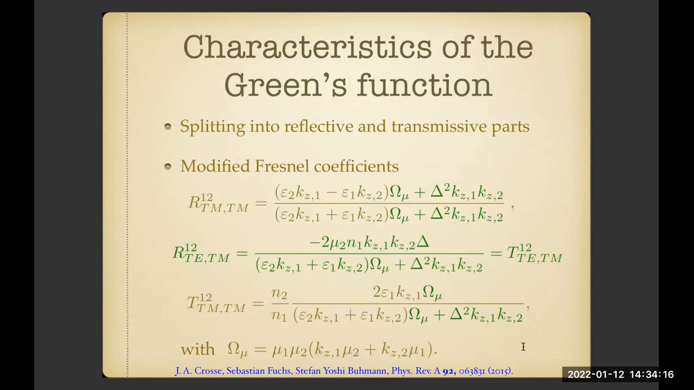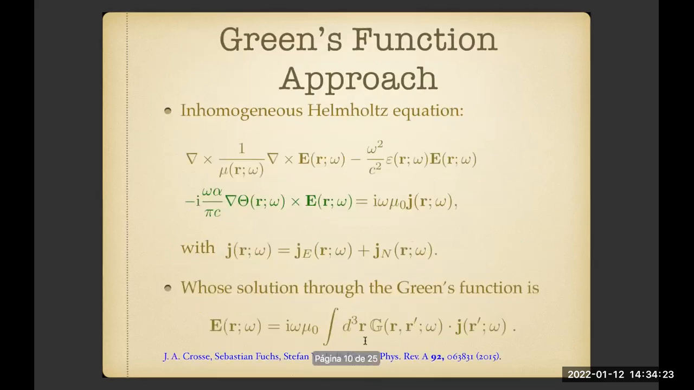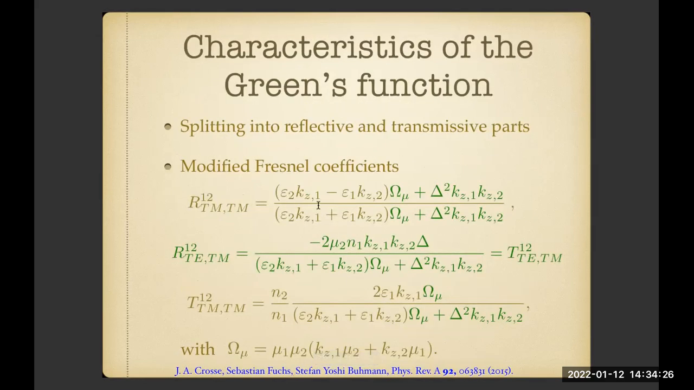Important to say are the characteristics of the Green's function, or of the Green's tensor. This Green's tensor G for our configuration can be split into a reflective and a transmissive part. The reflective part will be in the upper layer because we will put the source in this upper layer. So this part will have two terms, the free space Green's tensor plus the reflective part. And in the lower layer, we will have the transmissive part, which will only have the transmissive terms.